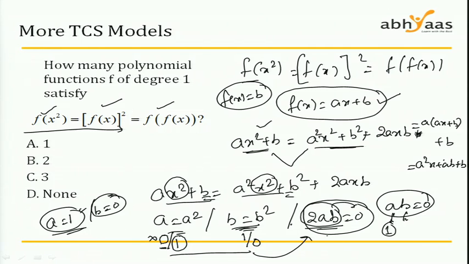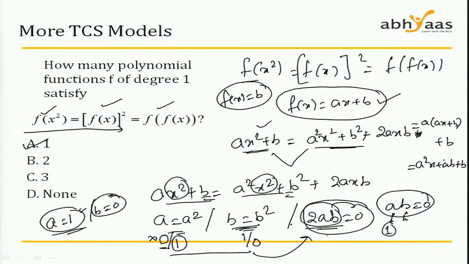So how many polynomials exist? There is only one polynomial that exists. So your answer becomes option A, 1. Right. Slightly complicated, and I have done this problem mainly because we haven't done any models on functions in the class. So that's the reason I have done this problem. Right. So go ahead. Make neat notes of this, and you can solve this again.